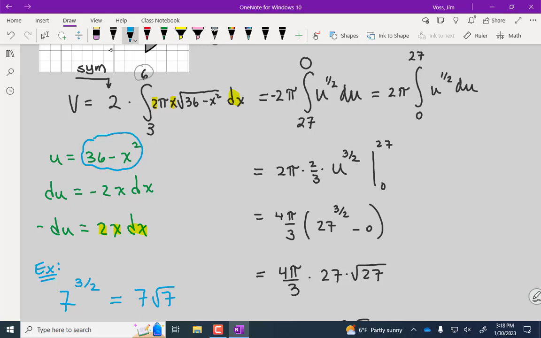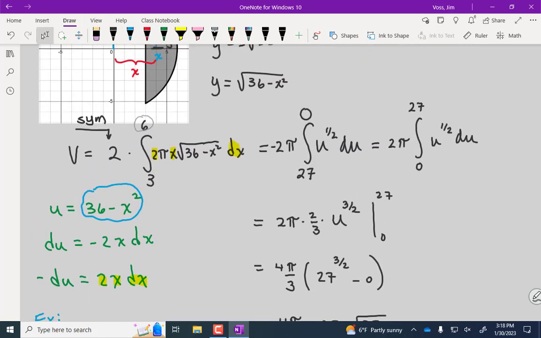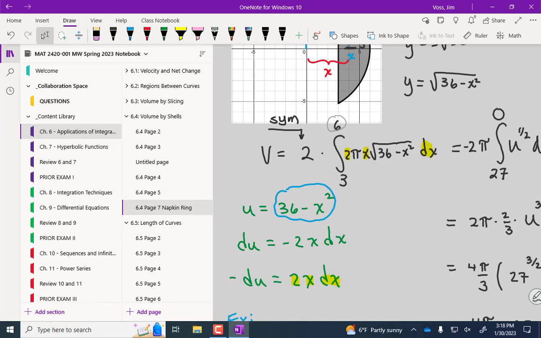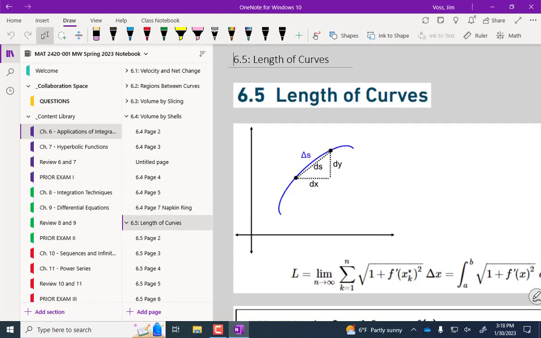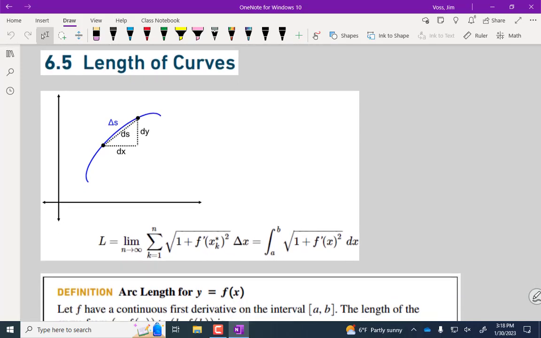Okay, so that is the napkin ring volume. Lots of little algebra sort of buried in this problem, which is why it's a good problem. It gives you practice at some of those things that you need practice at. All right. Our next topic is finding the length of a curve.